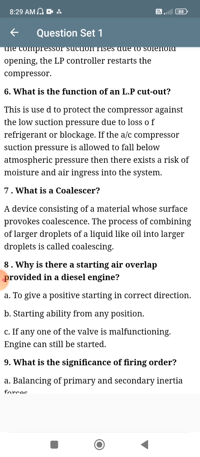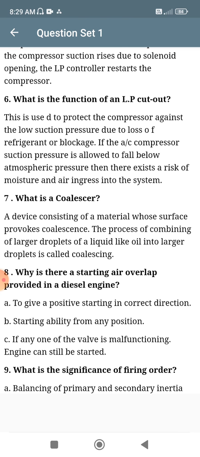Okay, the function of low pressure cutout is used to protect the compressor, mainly in the accommodation air conditioning, against low suction pressure due to loss of refrigerant or blockage. If the air conditioning compressor suction pressure falls below atmospheric pressure, then there is a risk of moisture and air ingress into the reefer compressor.